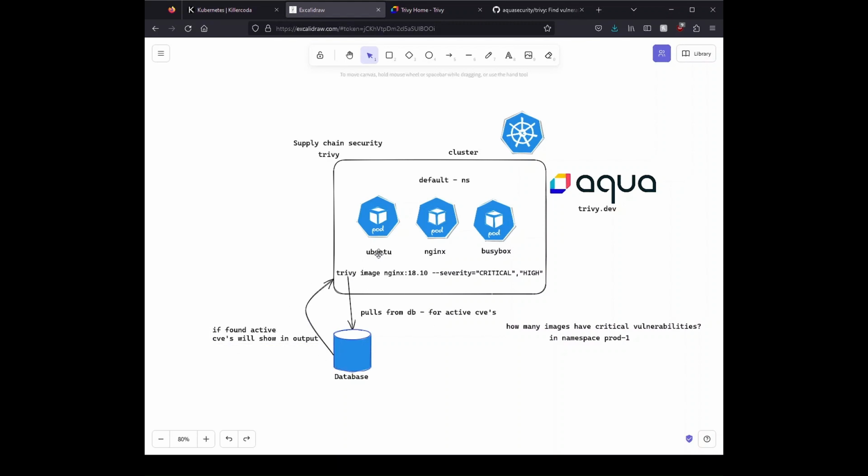So for today's goal, we're going to essentially scan three pods, identify that image in the command line, scan those, look at the output, and then delete the pods that are in that threshold of critical or high.